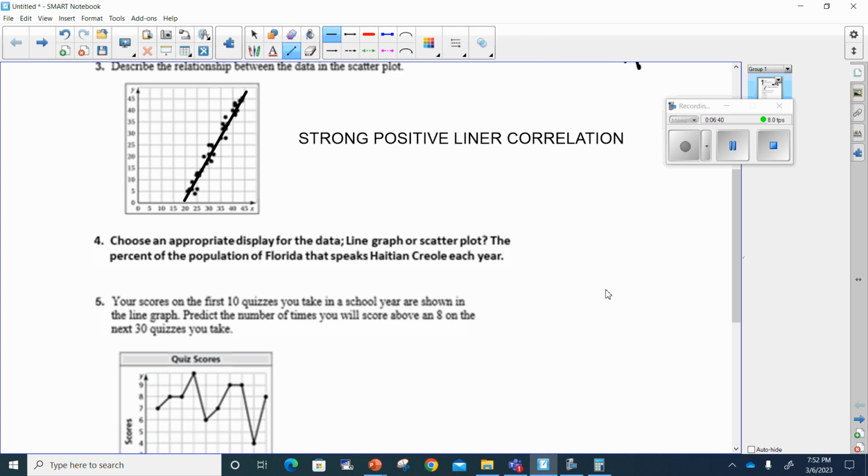If we have a coordinate plane, time is going to be our independent variable. So that would be on the bottom, time. And then the people that speak it, right? The percent of the population would be over here. So this would be the percent of the population. So this tells me that I'm definitely going to use a line graph, right?